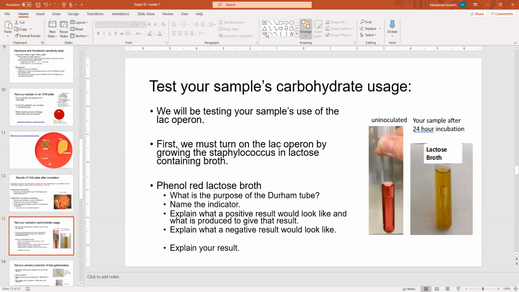This is very important when you perform some biochemical testing, like to see if your organism is capable of fermenting different kinds of sugar. And what I need you to know from this, let me stop and share another screen.